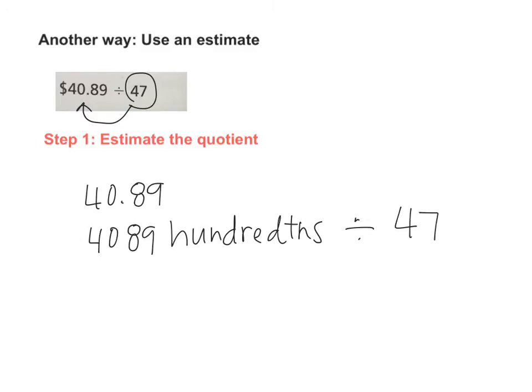Okay. I don't know about you, but I don't know my 47 times tables in my head. Is there a divisor close to 47 that's easier to work with in our heads? Nathan, what do you think? What's pretty close to 47? 40. Okay, 50 is a little bit closer.